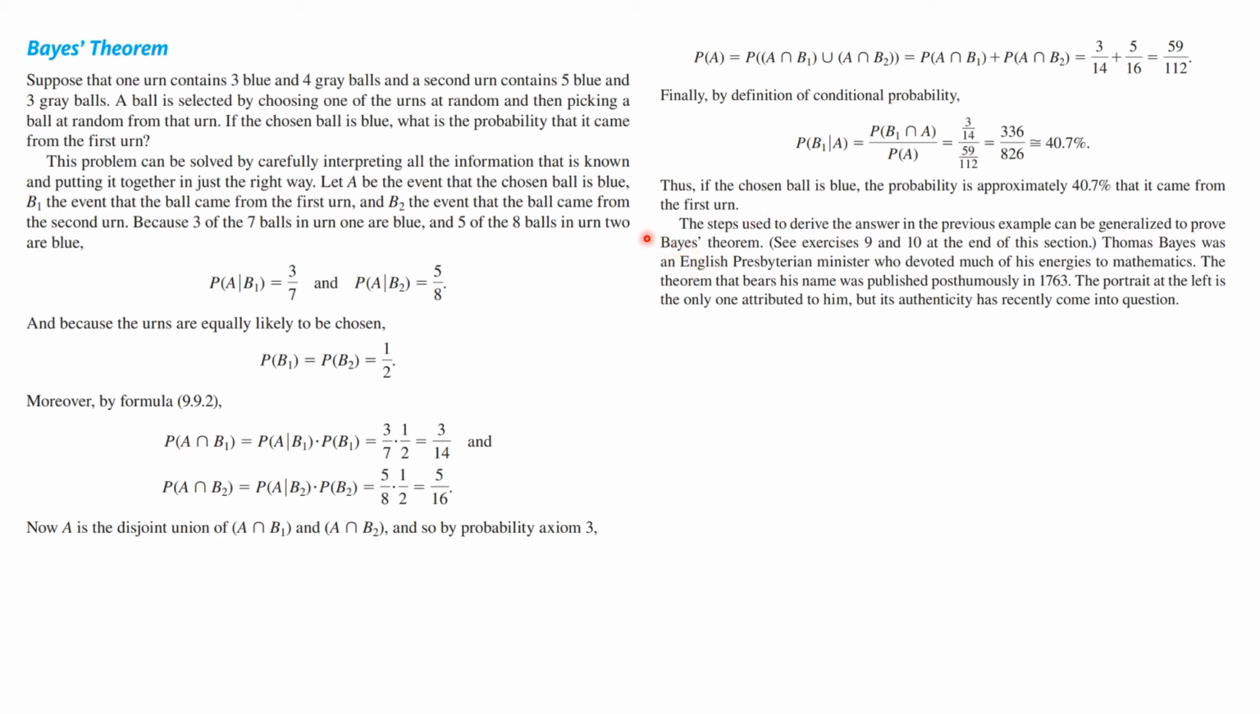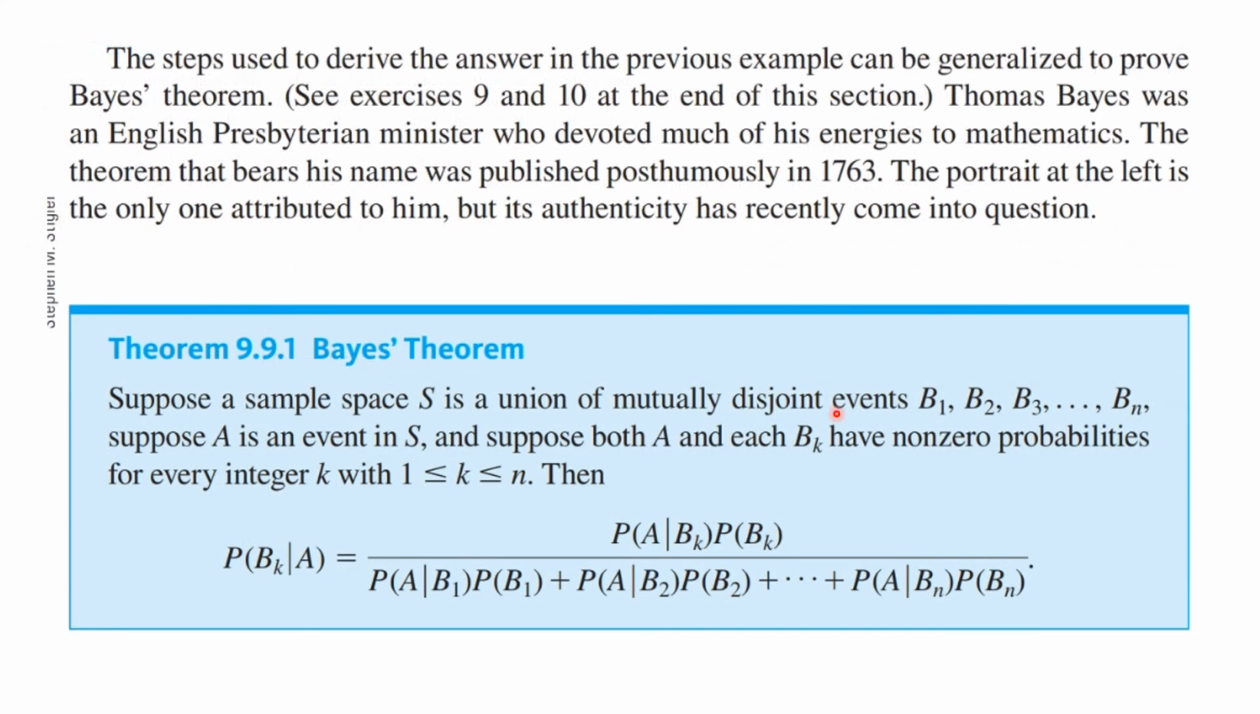Now, we generalize this idea to come up with a theorem that is called Bayes' theorem. Thomas Bayes was an 18th century Presbyterian minister, but he spent a lot of time being an amateur mathematician, and this is a very important theorem in the world of probability. Okay, and this is then a statement of Bayes' theorem.